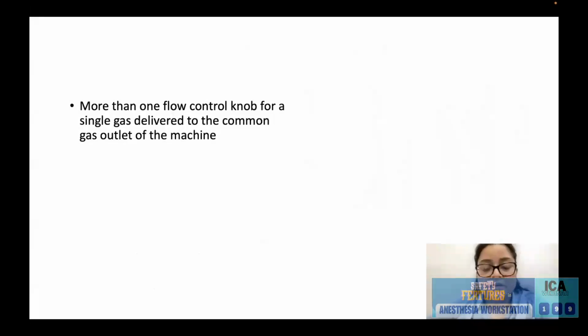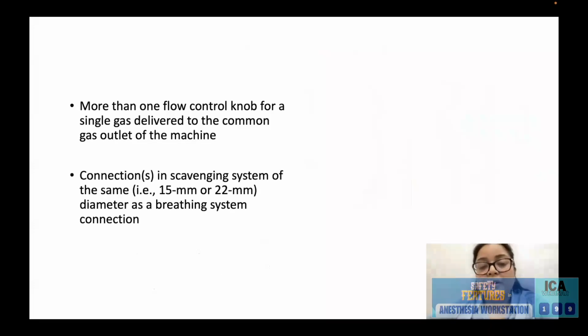Another very important feature is to have more than one flow control knob for a single gas delivered to a common gas outlet of the machine. Having more than one flow control knob for a gas may result in confusion as well as unintended high or low flow of a gas being delivered. So all the modern anesthesia workstations have flow meters placed in series with one flow control knob for each gas which is being delivered to the anesthesia common gas outlet.